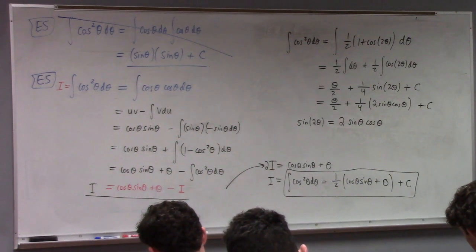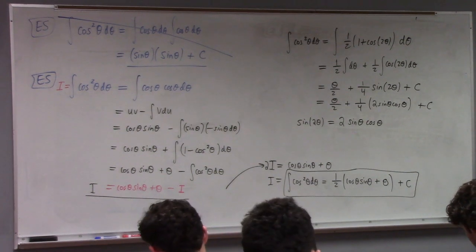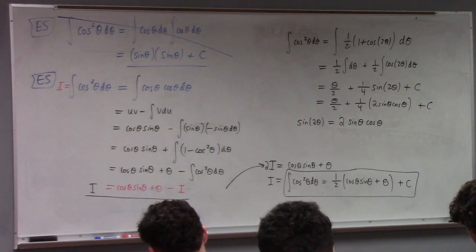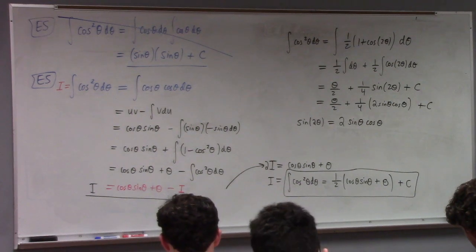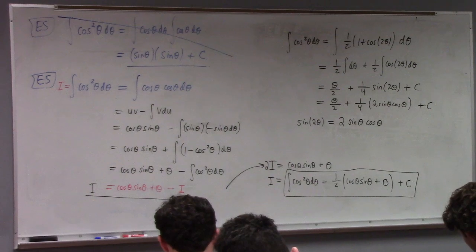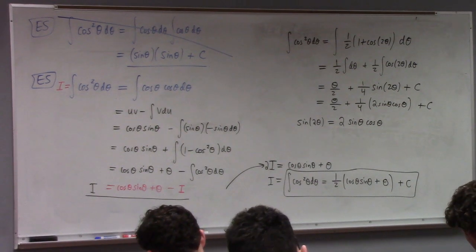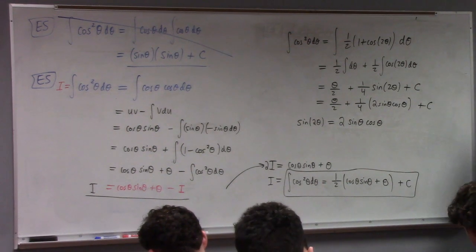So then what happens? Well, looks like we got ourselves theta secant theta minus the integral of v, which was theta, times du, which is secant theta tangent theta d theta.